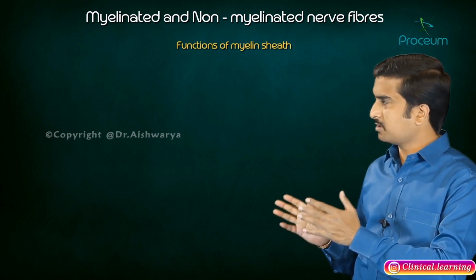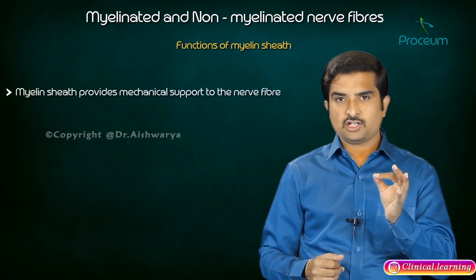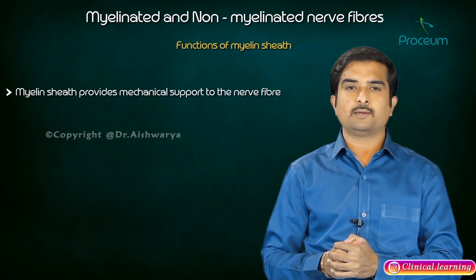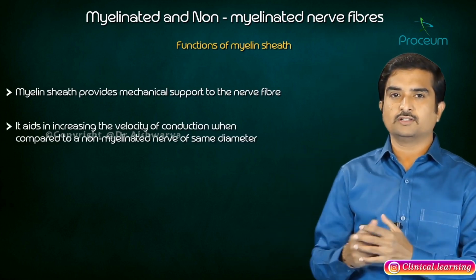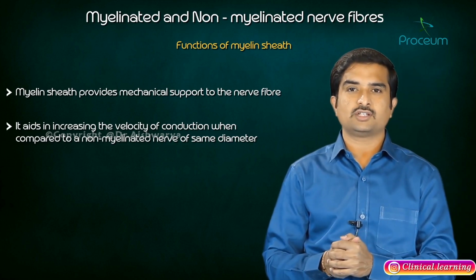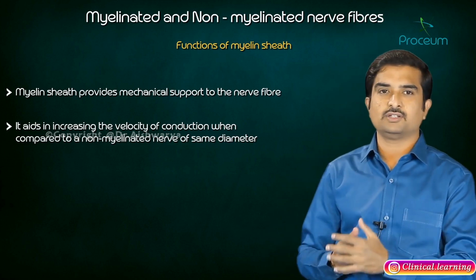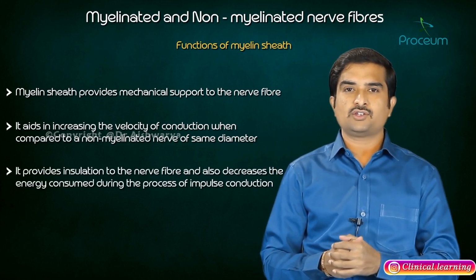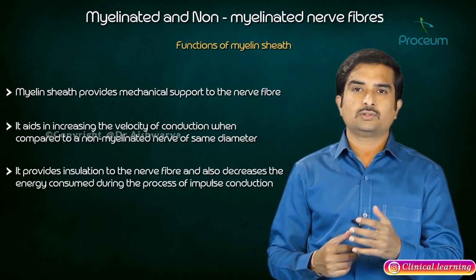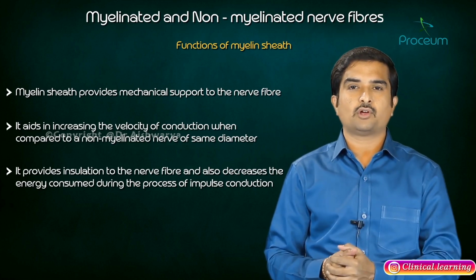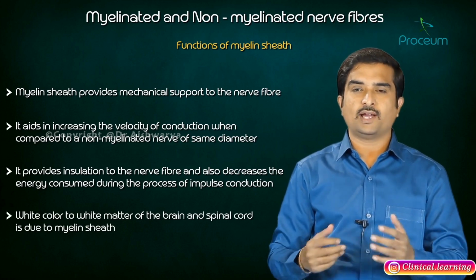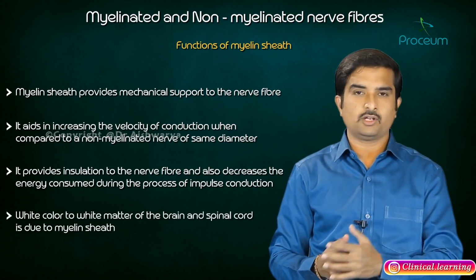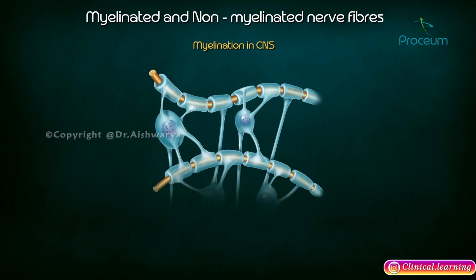And what are the functions of the myelin sheath? The myelin sheath provides mechanical support to the nerve fibers. It helps in increasing the conduction velocity across the nerve fibers when compared to that of a non-myelinated nerve fiber of the same diameter. It also provides insulation to the nerve fiber and decreases the energy consumed during the process of impulse conduction. It is responsible for giving white color to the white matter of the brain as well as the spinal cord because of the presence of lipids.